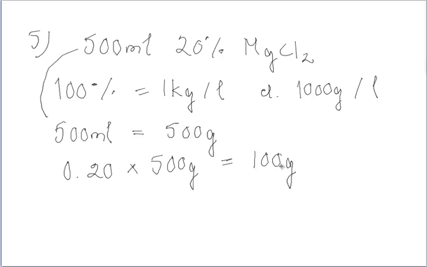And in this case, there were no water molecules bound to the magnesium chloride. That means that we can directly calculate 20% of 500 grams, which is 100 grams. If there are water molecules bound to the salt, you have to take that into your calculations, and that means it will be a little bit more than 100 gram.